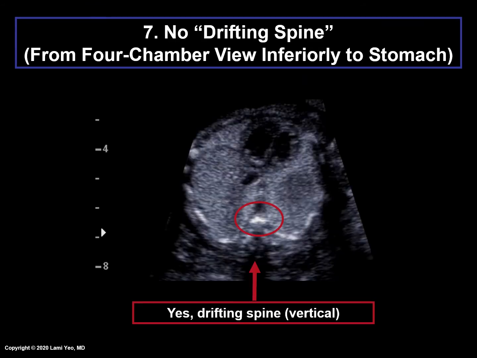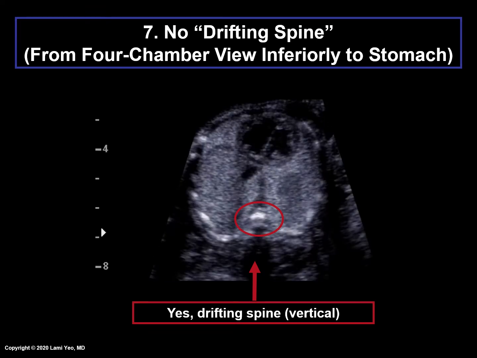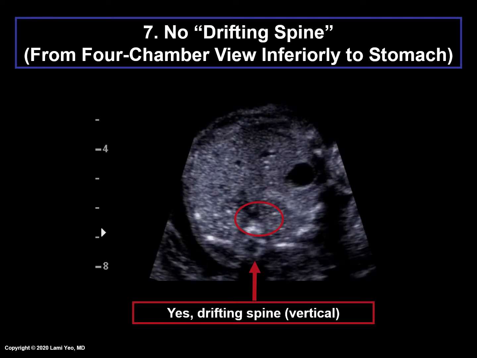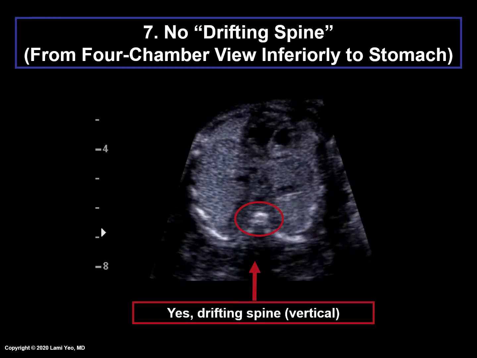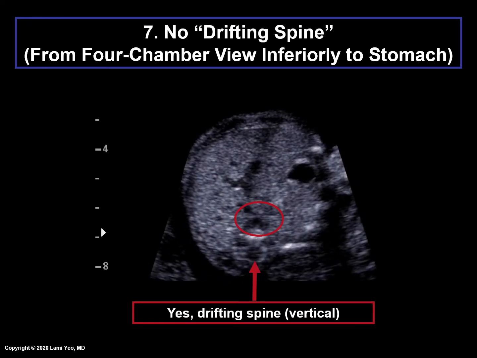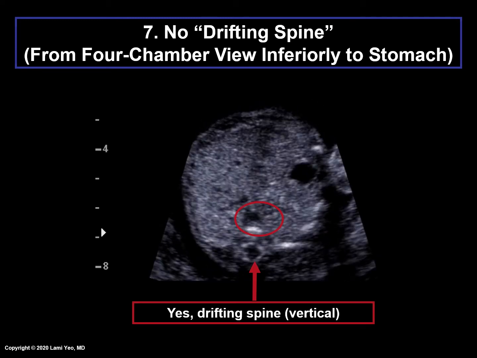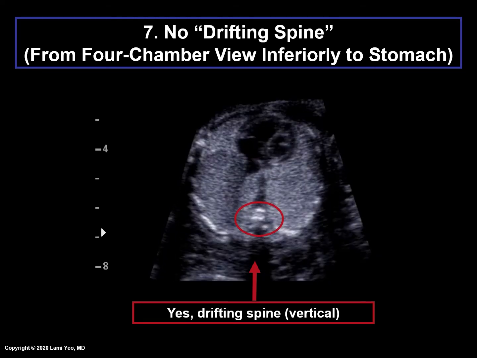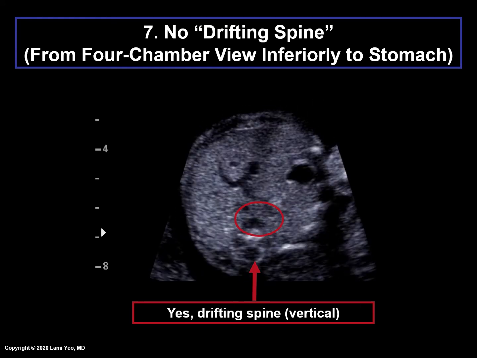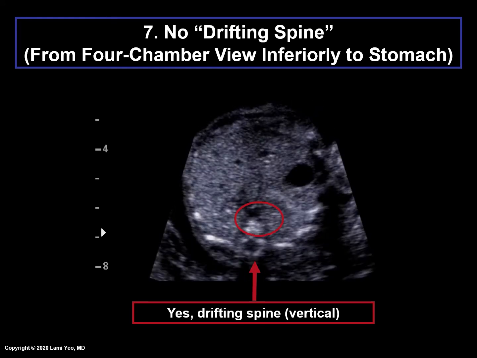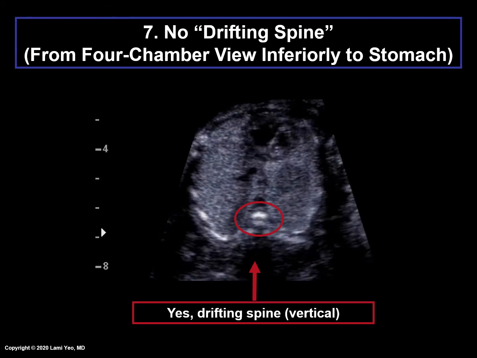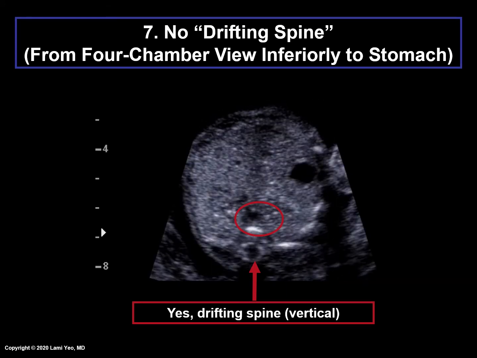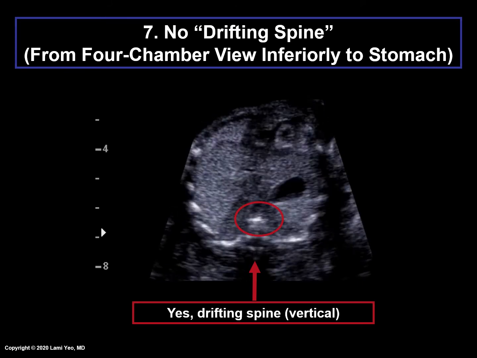This video clip of a breech fetus shows a vertical drifting spine. Notice that as the video plays, the spine moves vertically out of the red circle in the area between the four-chamber view and fetal abdomen. So to summarize, the seventh stick loop criteria is that there should be no drifting spine in the area between the four-chamber view plane and the stomach plane, whether it is a horizontal or vertical drift.